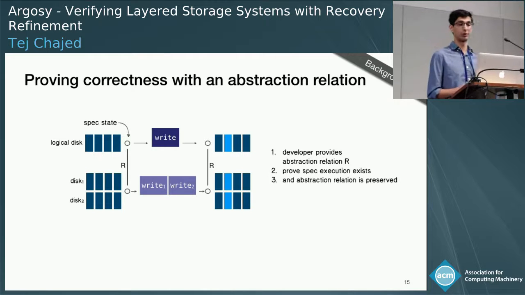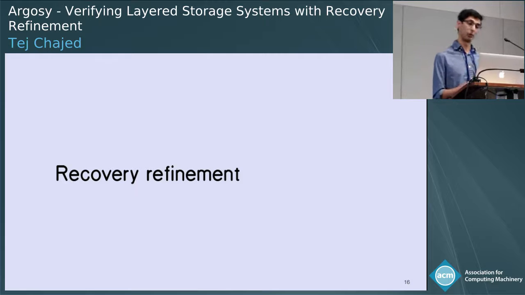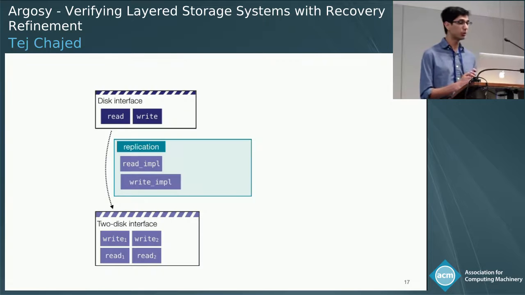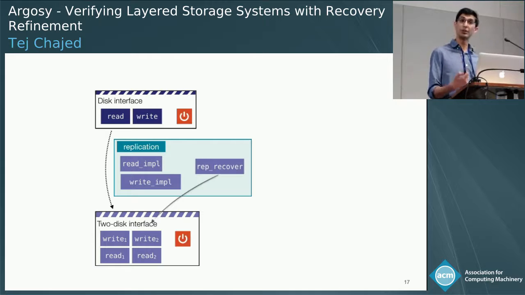What about crashes and recovery? For that, we'll get into recovery refinement. But the first thing that we need to do is just go back to this picture of an implementation and incorporate recovery into the implementation and crashes into the specification. So note that the implementation now has a recovery procedure implemented in terms of the two-disk interface.